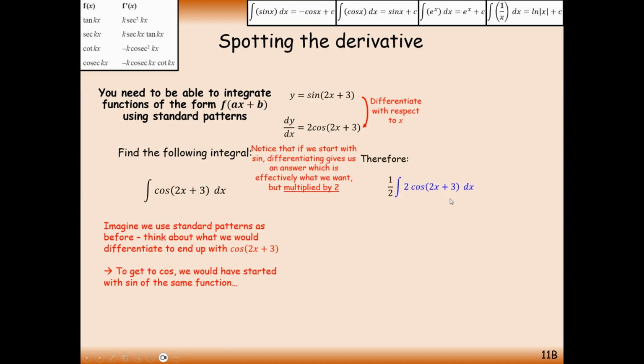Okay, so that means that now the answer to this integral will be half of sine of 2x plus 3 plus c. Simple as that, isn't it?